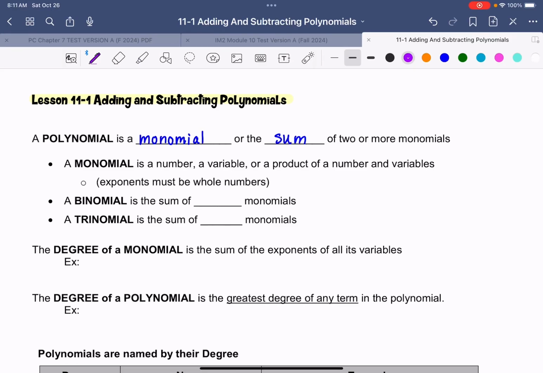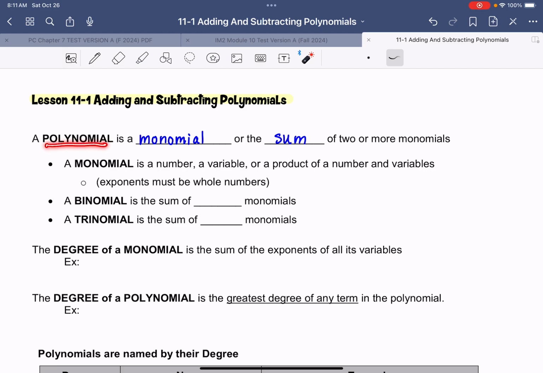Right, today we're going to start Module 11. Okay, we're going to talk about adding and subtracting polynomials. First, a little bit of vocab. What is a polynomial? How to classify them? And then we'll start talking about adding and subtracting.